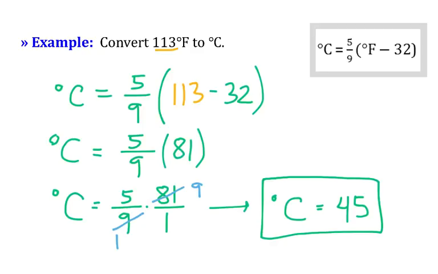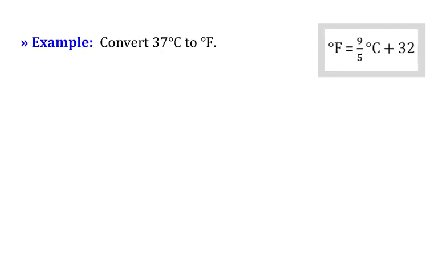Let's just try going the opposite direction. So now I have a given temperature in degrees Celsius. We're asked to convert to Fahrenheit. So notice the change in formula at the right here. So in order to complete this process, we know that degrees Fahrenheit is equal to 9/5 times the temperature in Celsius. So in this case, our temperature in Celsius was 37, and then plus 32.